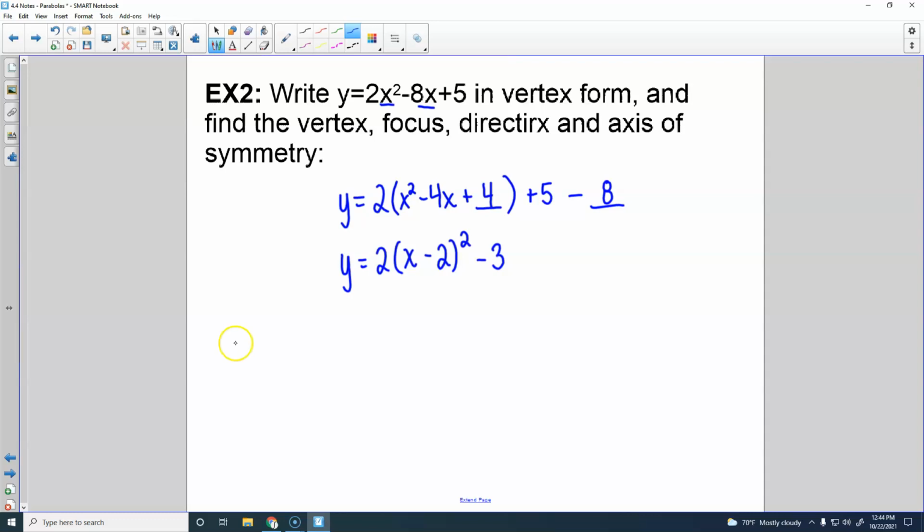Okay, so first thing I want to do every time before I even think about vertex, directrix, focus, any of those things, I want to think about which way this opens. So if I see right here that this is a y equals, that tells me it's either up or down. And then I'm going to look at this number right here. If it is positive, it will open up. If it is negative, it will open down. Which direction are we going to have for this one? Up. So we have a parabola that looks like this.